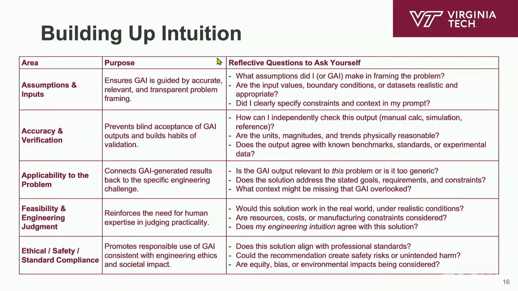When we look at feasibility and engineering judgment, we ask ourselves, would the solution work in the real world under real conditions? A lot of times the outputs are idealized. They're looking at these theoretical, fun-world versions of life that aren't actually possible, so it's important to check feasibility. Then we also look at whether resources, costs, and manufacturing constraints were considered, and reflect on your expertise, your engineering intuition, something you've been developing as a student, hopefully over the four years you're in your program. Does it align with that? And when we look at ethics, safety, and standard compliance, does it align with my professional standards? Does it align with my university codes? Things like that.